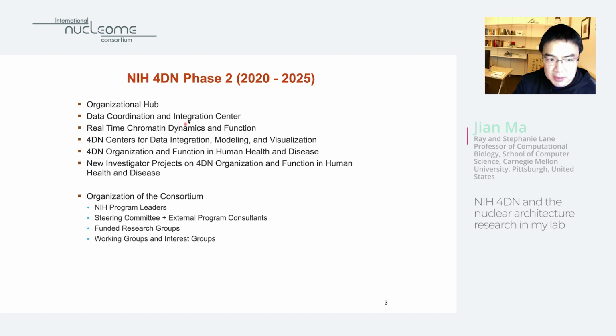And there's a data coordination center that collects all the data being generated in the consortium and compiles and organizes these data so that people within the consortium, and also in the rest of the community, can have easy access to these data and resources for their own work. And there are 4 other types of funding mechanisms with slightly different scientific focus.